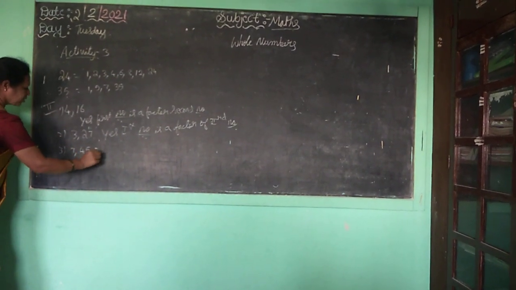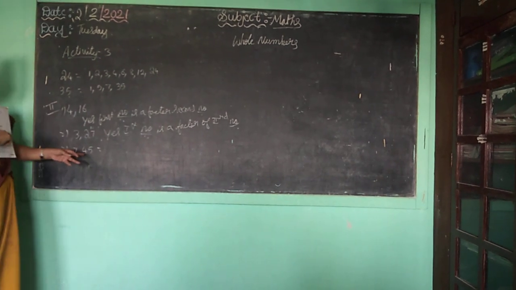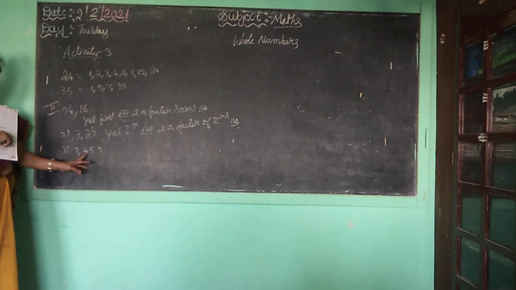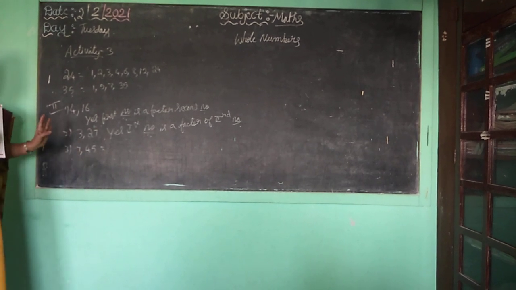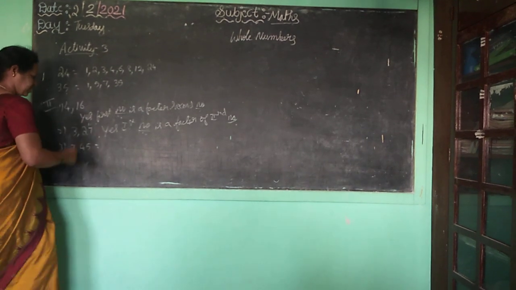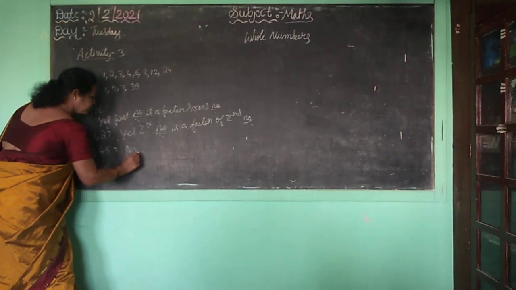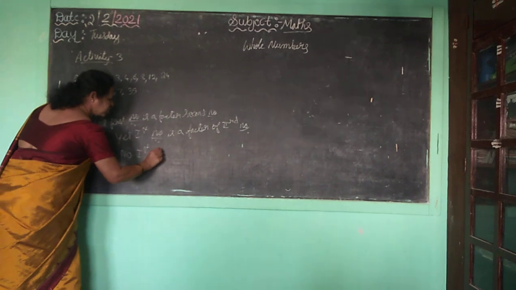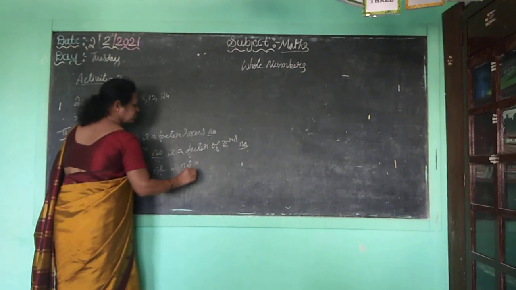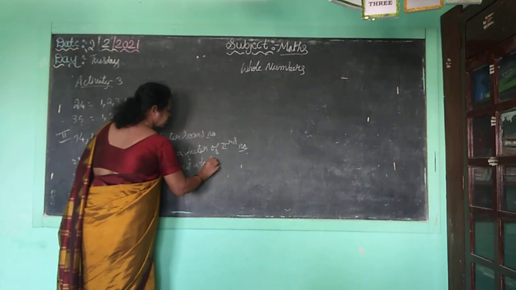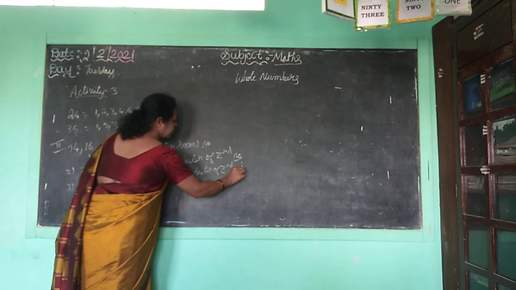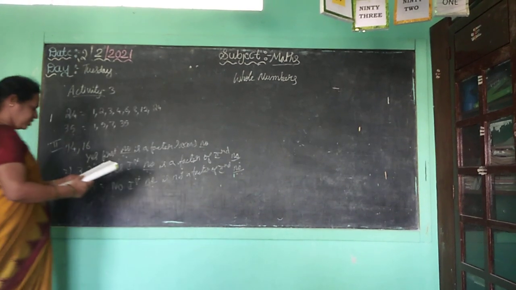7 and 45. See, 7 is the first number, 45 is the second number. 7 5s are 35, 7 6s are 42. But here 45 is there. So it is not a factor. Okay, 7, the first number, is not a factor of the second number. No. First number is not a factor of the second number, children.